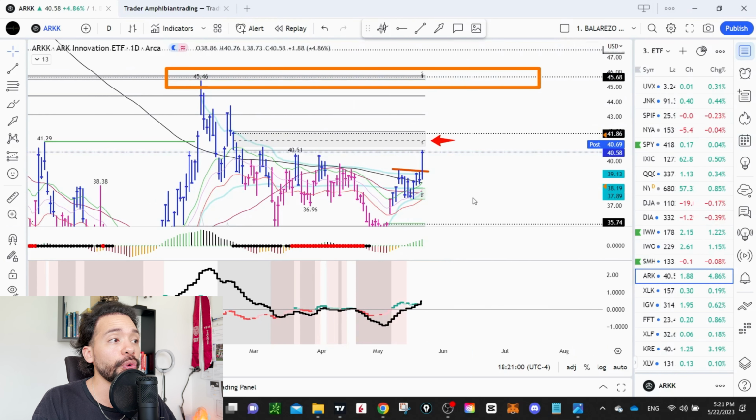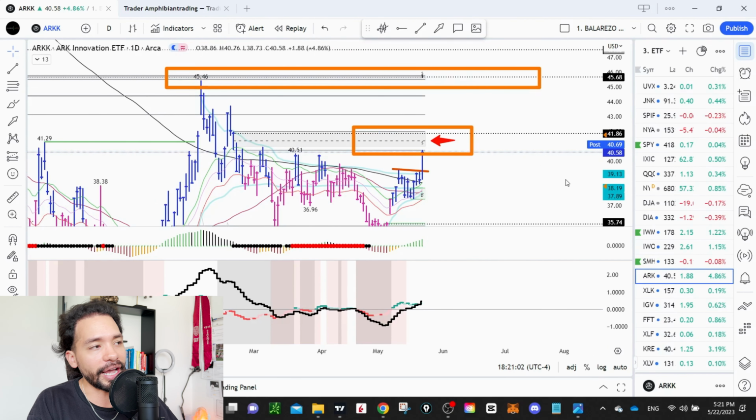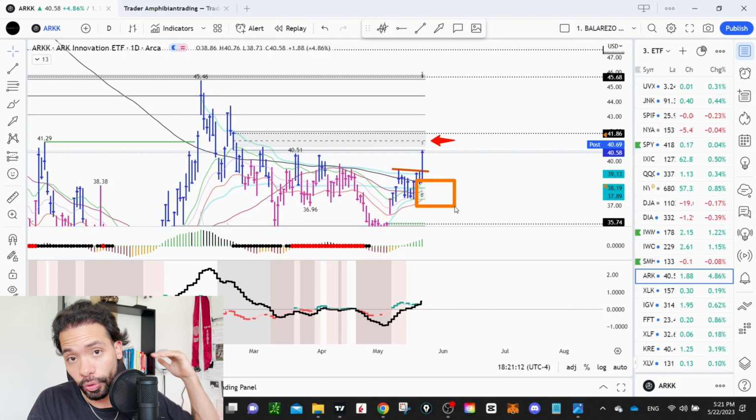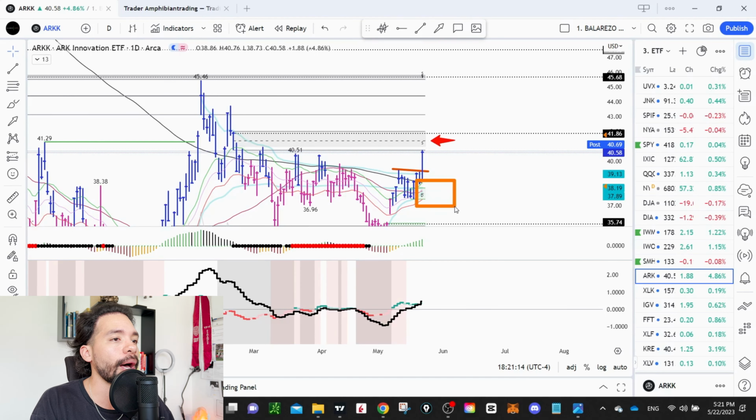But of course, we don't want to buy at supply, right? Because supply is resistance. So what we want to do is wait for ARK to perhaps pull back to this level right here. We want to see that wave start to come up, that 21 exponential moving average wave is starting to come up. And then of course, if we happen to see a pullback to demand, that would also be an amazing opportunity.